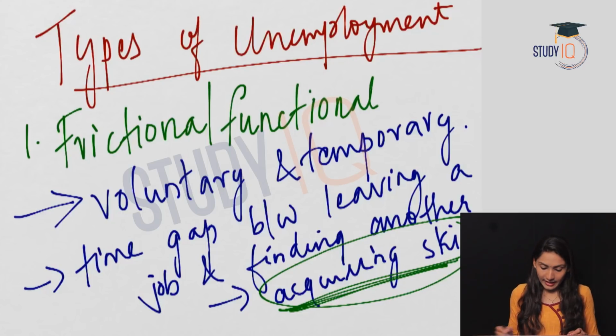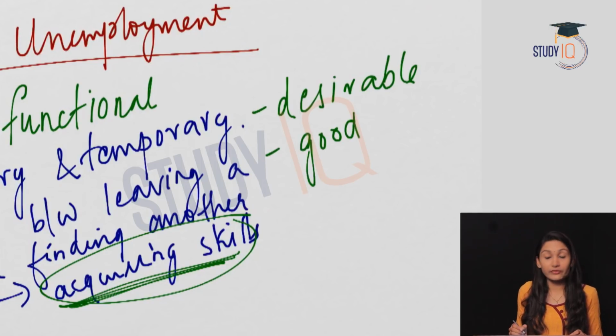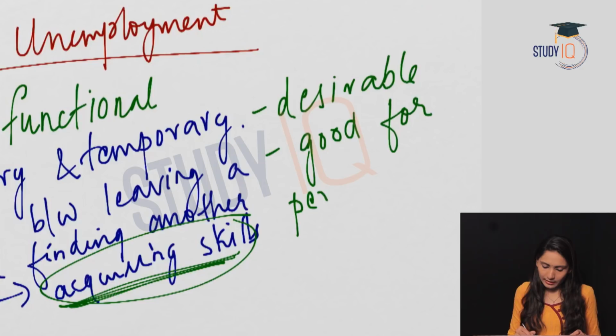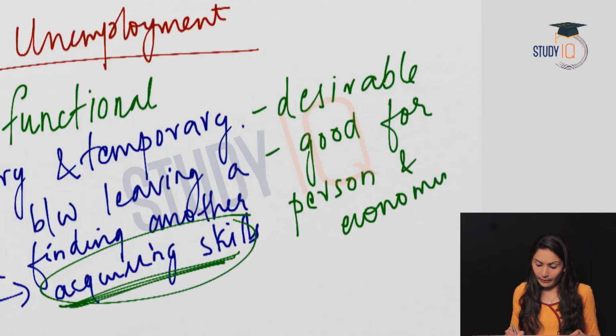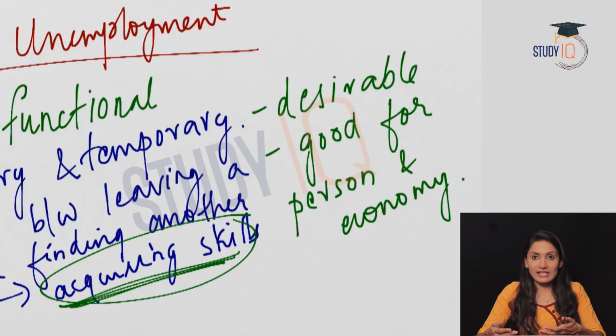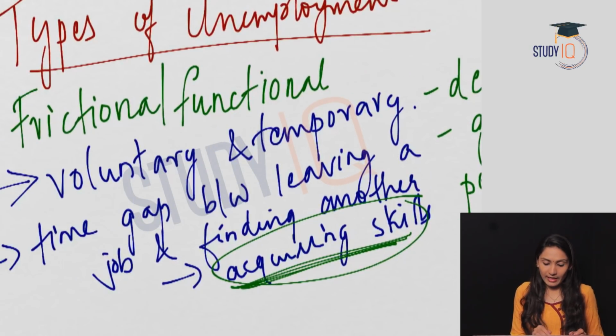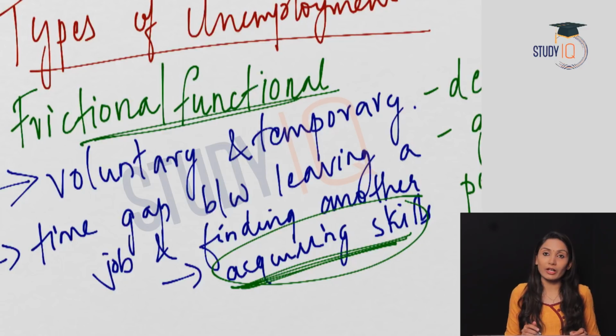So this is desirable in the economy. This is good for the personal growth of the individual, as well as for the economy's growth. When the person acquires new skills, he will be able to find better work, better wages. So that will add to the national income of the country. So it is good for the person and good for the economy also. So functional or frictional unemployment is desirable in an economy.